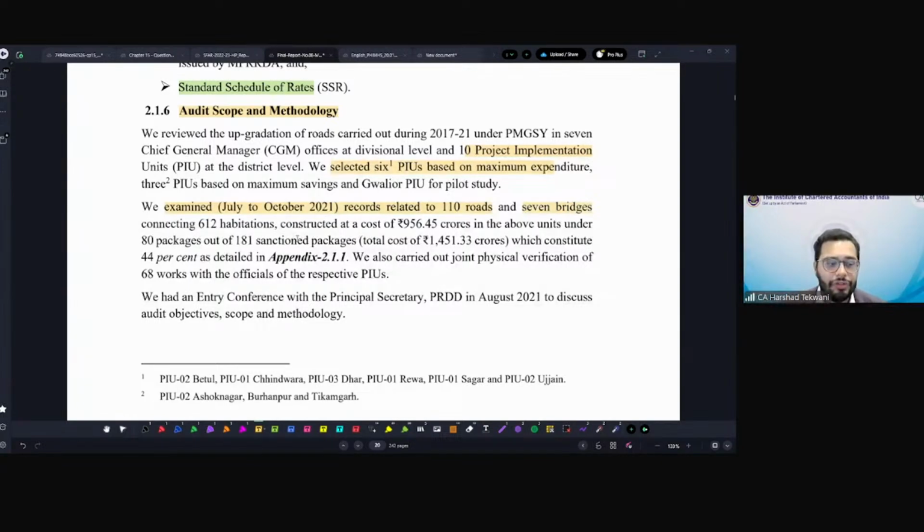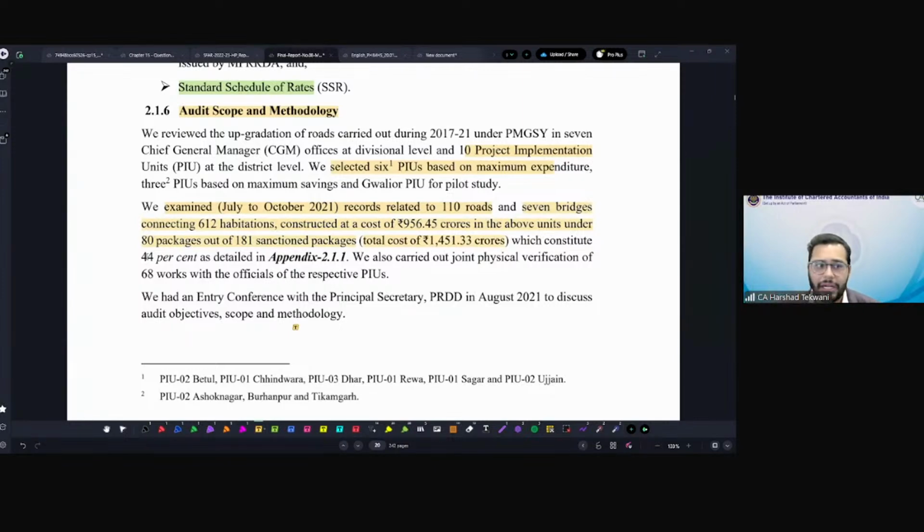This is the final report. That's why you are seeing that they have examined. But when you start the audit, at that point in time, you decide what you will audit. So at that time, you will say, okay, we will audit records related to 110 roads. We will audit records related to the 7 bridges, something like that. We want to cover this much total cost in our audit. So, this is 44% of the total cost that we have identified during the planning stage of the overall project. So, what is the portion that we are covering in our audit?